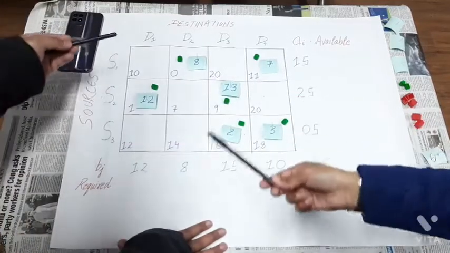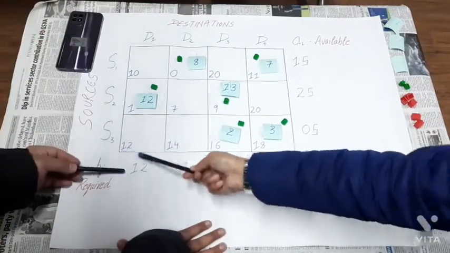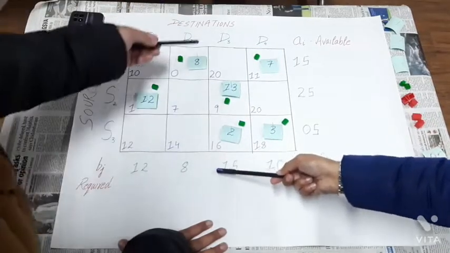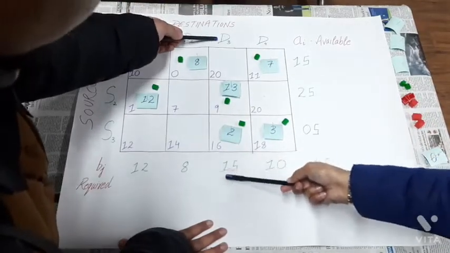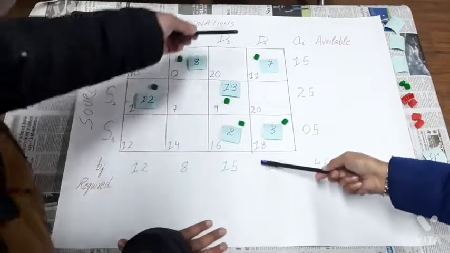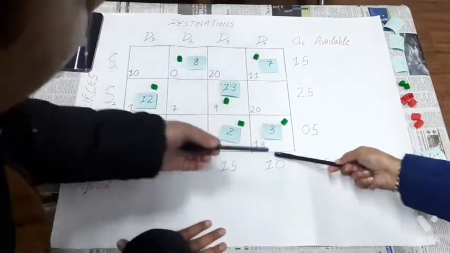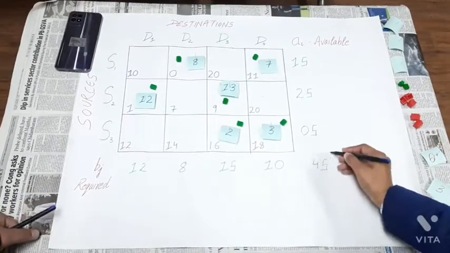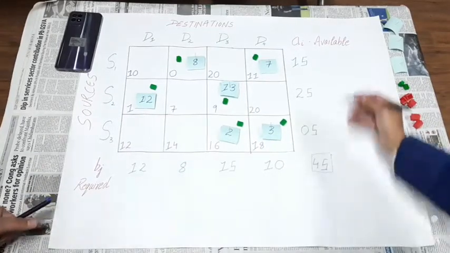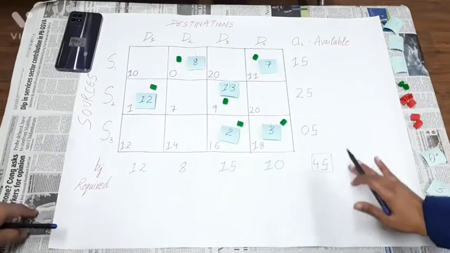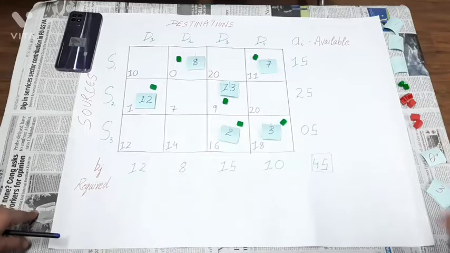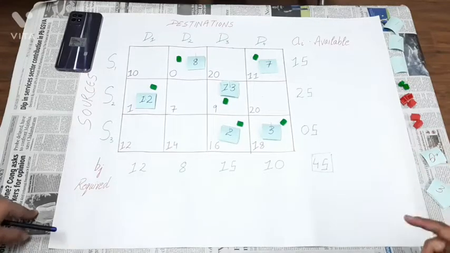And at the destinations, we require 12 units in destination 1. In destination 2, we require 8 units. In destination 3, we require 15 units. And destination 4, we require 10 units. And it is a balanced transportation problem. Supply and requirement sums are equal, that is 45. We have solved it using Vogel's approximation method.